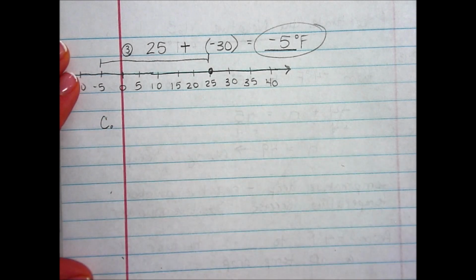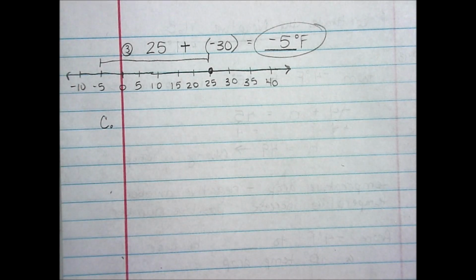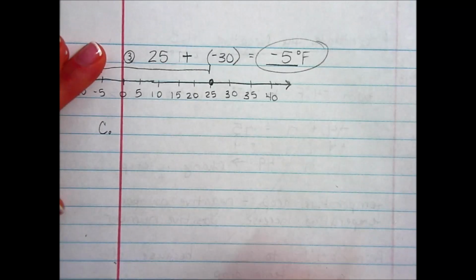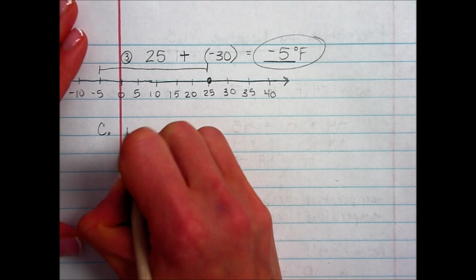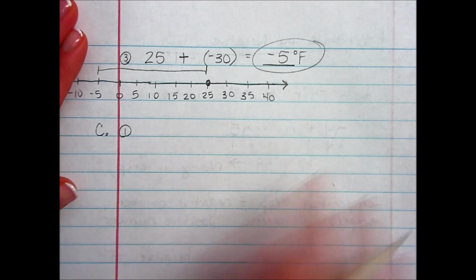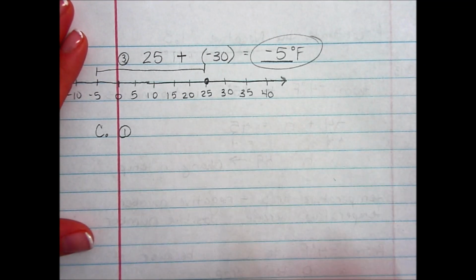Okay, part C says the temperature reading on the thermometer is -15. So now it's starting us with a negative. What's the new reading for each temperature change? Y'all try to work ahead of me on part C.